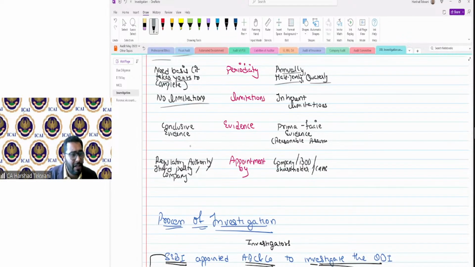Limitations: there are no limitations in an investigation, whereas there is an inherent limitation in an audit. Evidence is conclusive in the case of an investigation, whereas reasonable assurance is given in the case of an audit. The regulatory authority, a third party or the company can order an investigation. In the case of an audit, the appointment is done by the company, the BOD or shareholders, or the CAG. Okay, so that's the quick summary of the difference between audit and investigation.